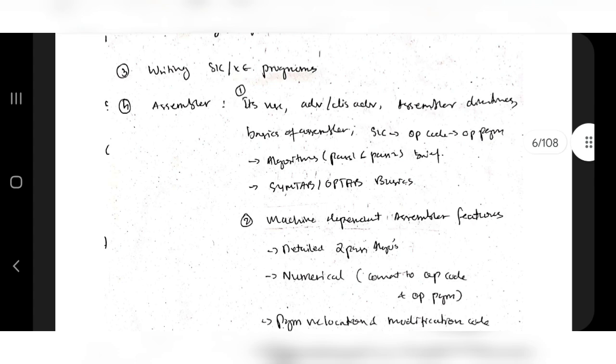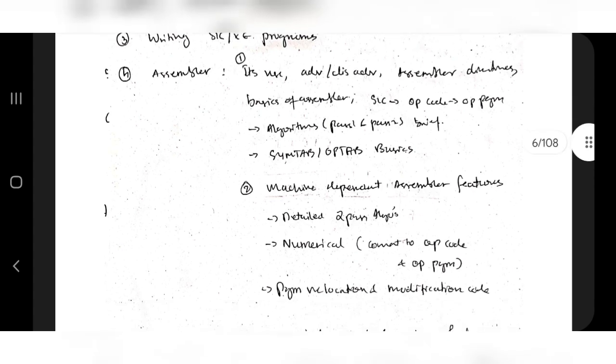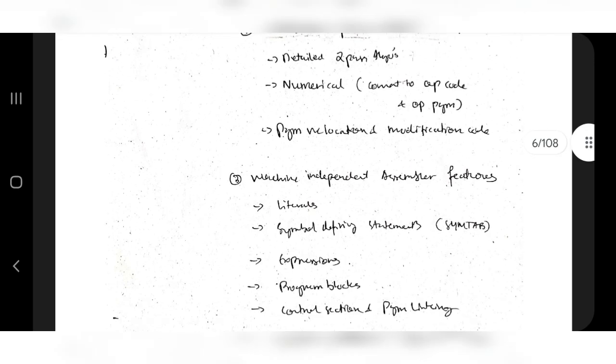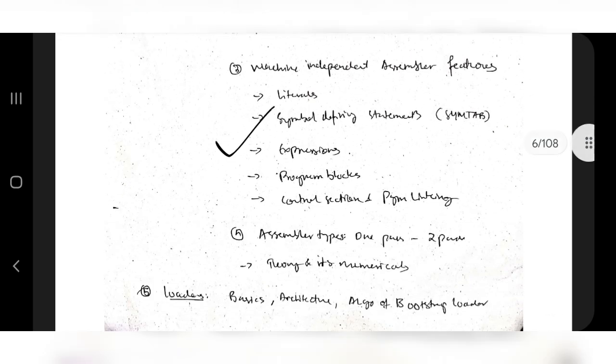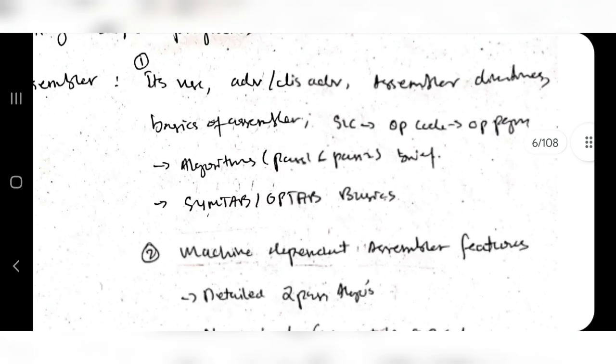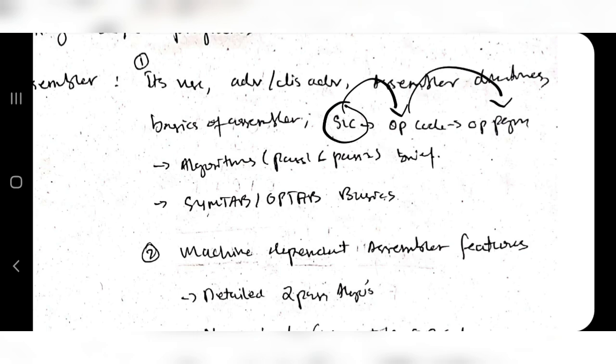After that, the next half of the module deals with assemblers. In assemblers we have mainly four topics: this is the first one, second one, third one and fourth one. In assemblers, the basics, the uses, advantages, disadvantages, and the basic codes used in the assembler. After that, converting the SIC program to operation code, and after that to the object program, which is the object code and object program.